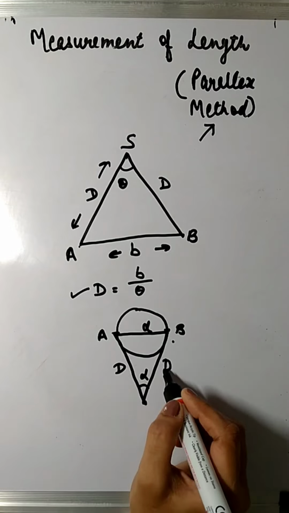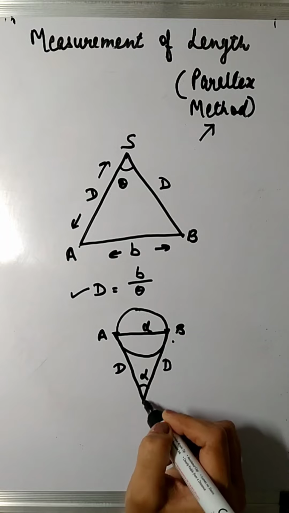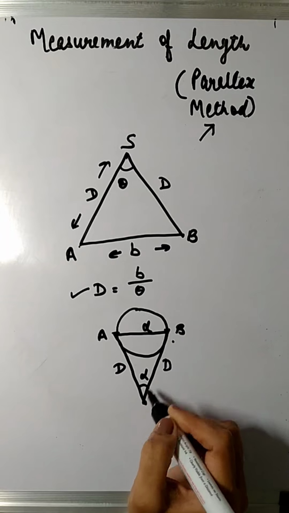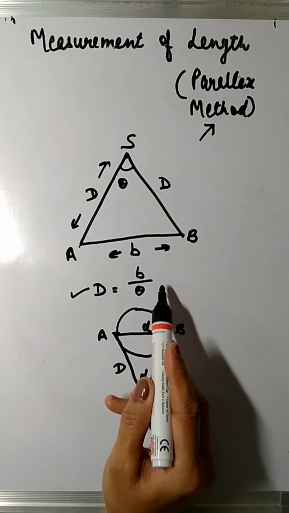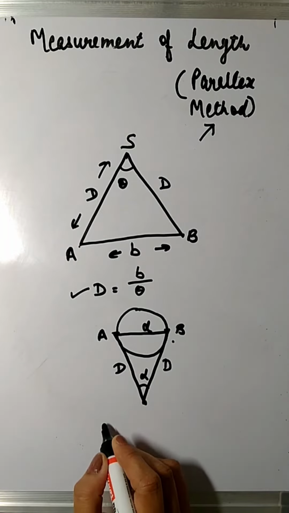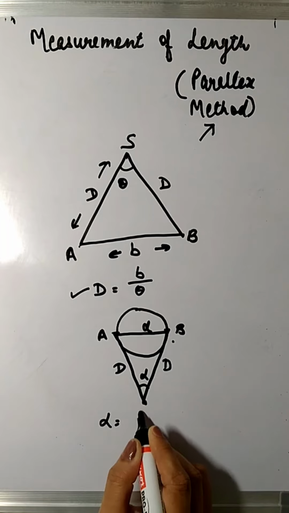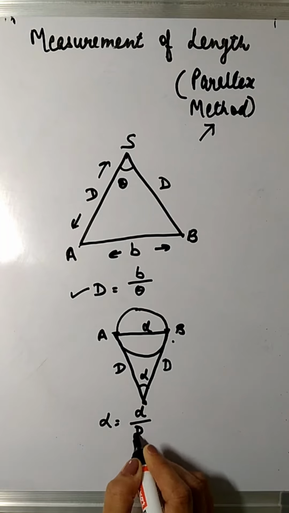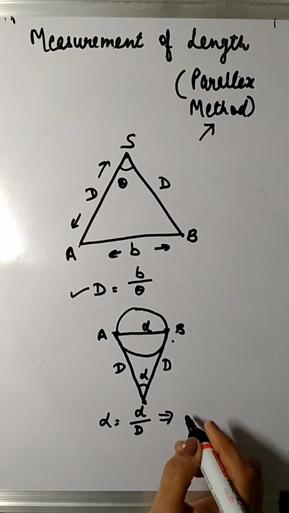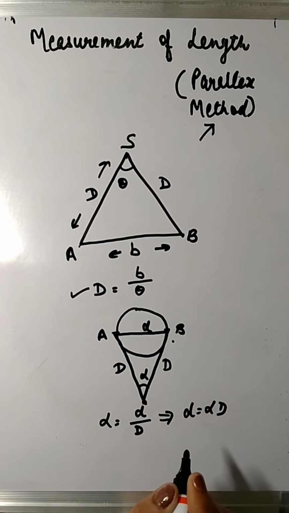So we know the distance D, we know the angle alpha. Alpha comes from direct viewing via telescope, and D has been calculated by this formula. Then we apply the same formula here and we get alpha is equal to d over D, and from here we can calculate d is equal to alpha times D.